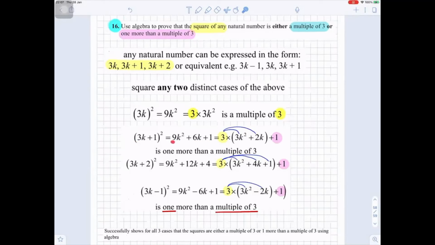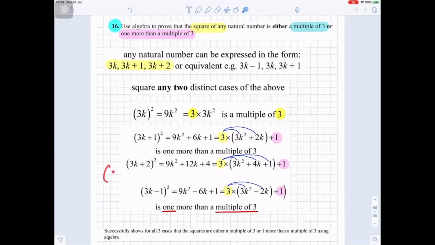9 is the same as 3 times 3. 6 is the same as 3 times 2. So we can factorize. We can take out 3 from those two, and you're left with 3 times 3k squared plus 2k, plus the 1. This is because 3 times 3k squared is 9k squared, and 3 times 2k is 6k. So what's happening here is this is a multiple of 3 plus 1. And that is 1 more than a multiple of 3.